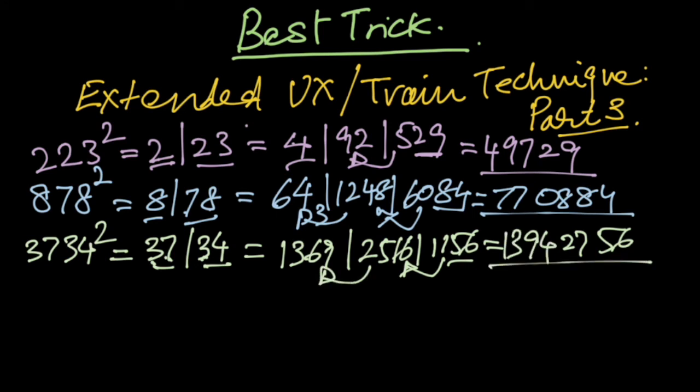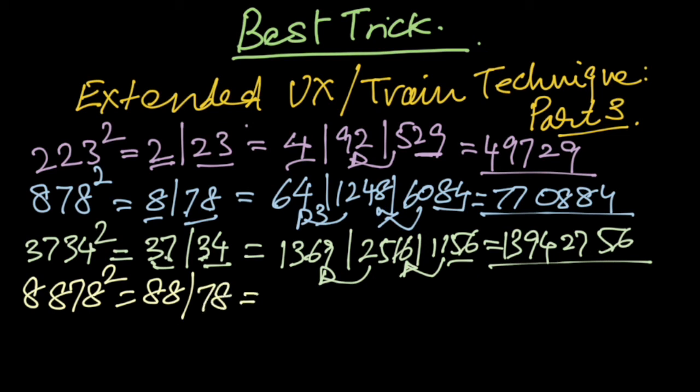Let us do one more example, 8878 square. So, here we do 88 and 78 split. So, 88 square is 7744 and 78 square is 6084. Now, 88 times 78.